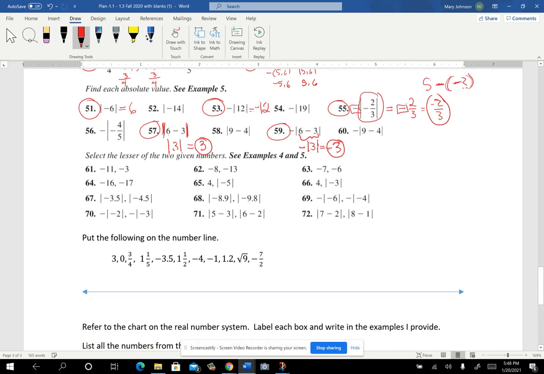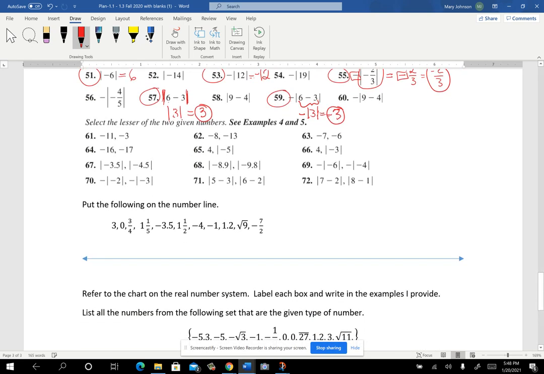Now, the next chunk of problems is trying to help you think about how to determine which number is the lesser of 2 numbers, which one is smaller. And I think that would go well with putting the numbers on the number line, which you see right after that. So we'll do several of these.